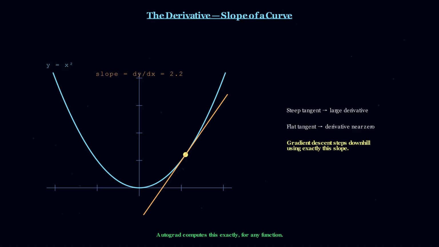This is exactly what gradient descent uses. The derivative of the loss function tells you which direction is downhill, and every weight update takes a small step in that downhill direction. In PyTorch, you never compute this derivative by hand. Autograd, automatic differentiation, computes exact derivatives for you, for functions with millions of operations chained together.